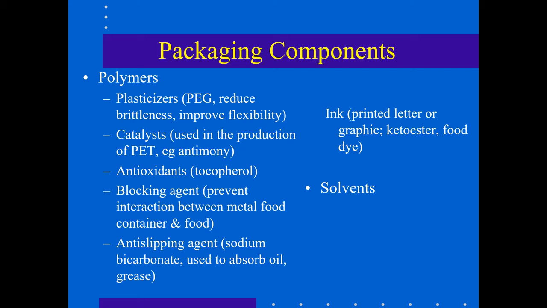Last one is ink, and ink of course is used to print the information of the food product. Okay, for example, the ingredients, the manufacturer, the name of the food, the weight of the food, and many more. It can be made of keto ester or any food dye. The second type of packaging component is solvent. So of course solvent is needed to make the packaging material.